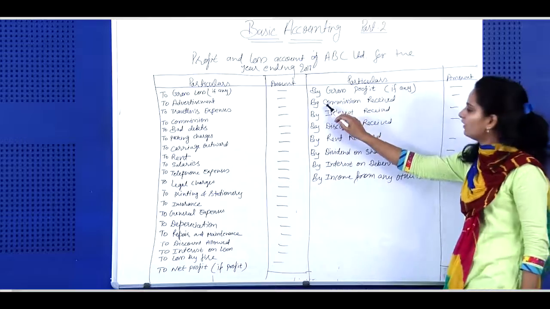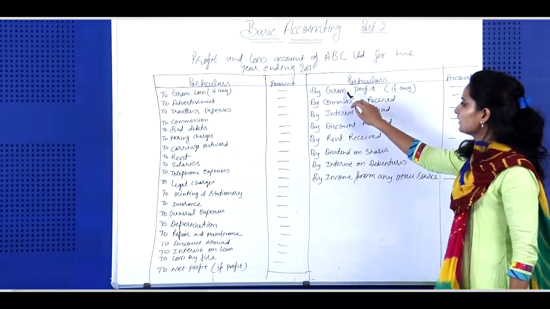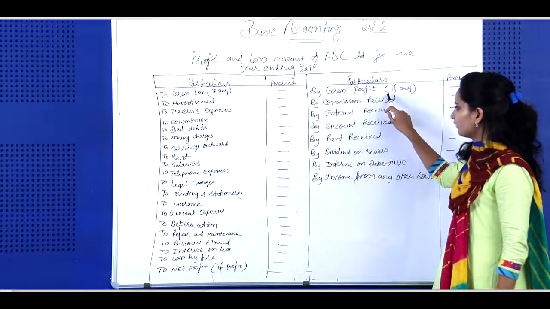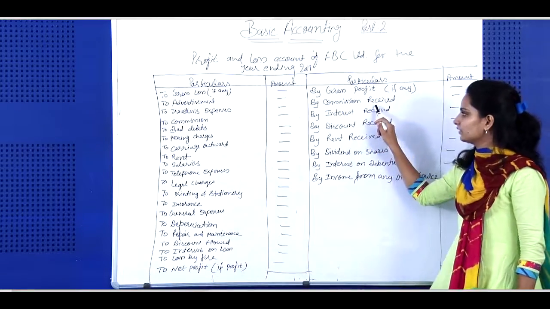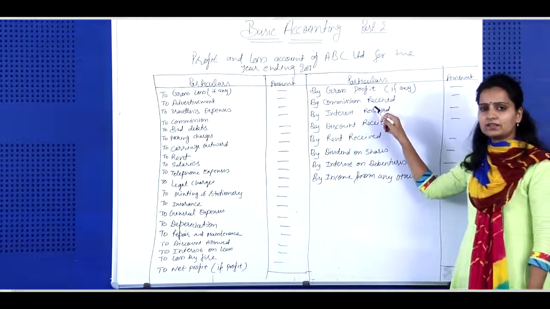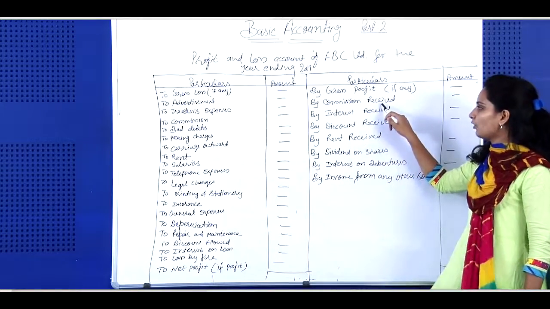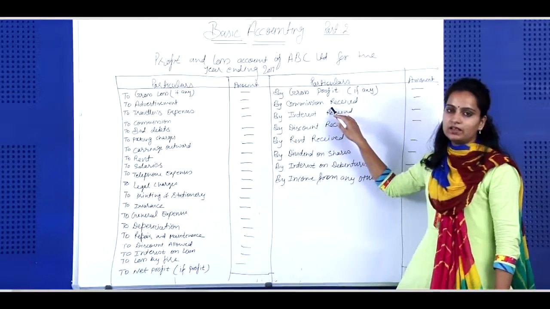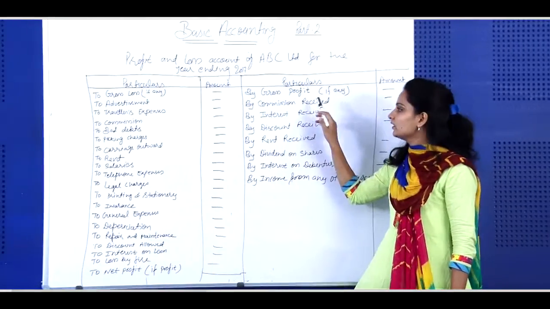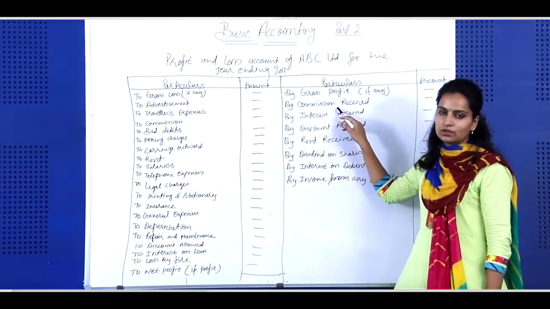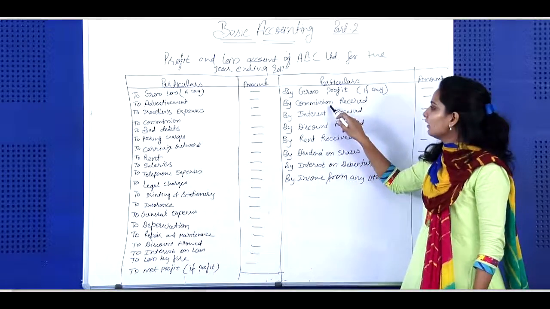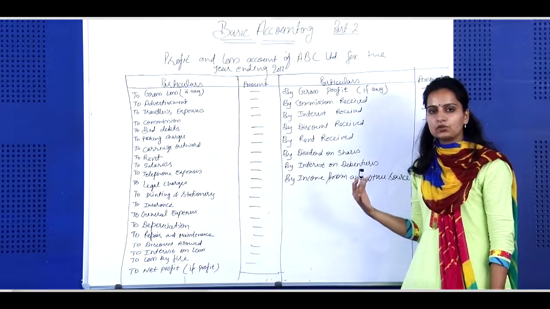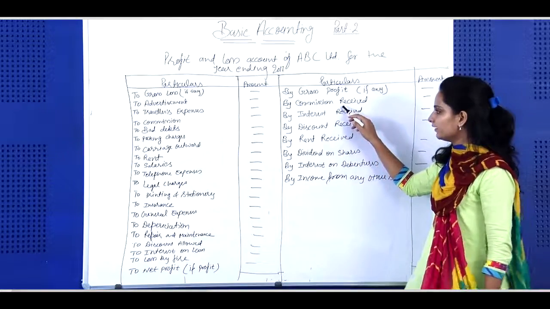The first term is here by gross profit. That means in the trading account, if we are having some profit, we will consider it as the gross profit. By commission received, all the indirect income comes under the profit and loss account on the credit side. Commission received is an indirect income just because this is not the core business of the company. The company is selling some product and commission is coming from other sources. So, it is the indirect income.